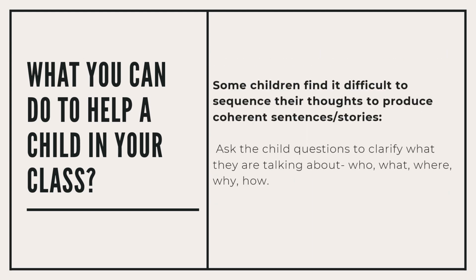There are also children who find it difficult to sequence their thoughts to produce coherent sentences or stories. We can ask the child questions to clarify what they are talking about. For example, the who, what, where, why, and how questions to make clarifications so that you'll be on the same page with your student.